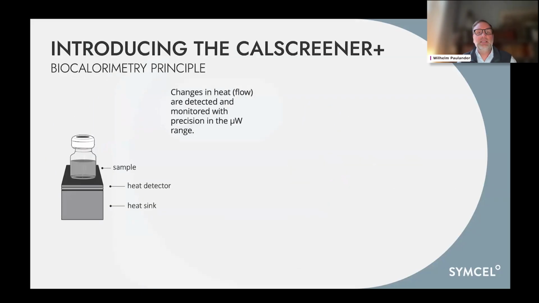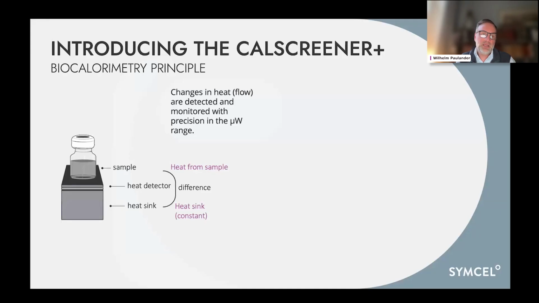If we then look at the biocalorimetry principle a little bit more in detail. What we're using is isothermal microcalorimetry. It measures the metabolic activity from any living microorganism, and it does so by measuring the heat produced during the metabolic activity. Any living microorganism or any metabolic process produces heat. It just produces heat to different amounts.